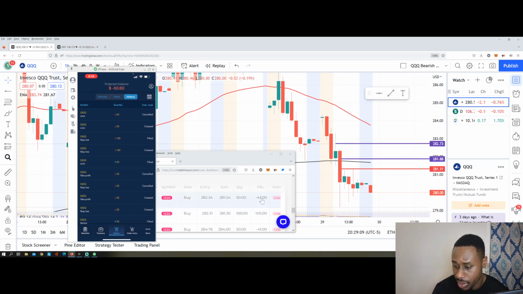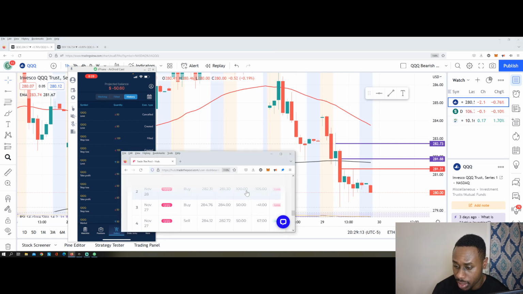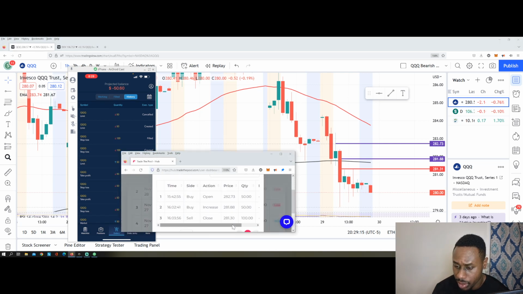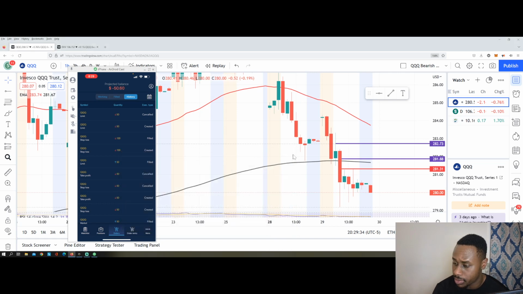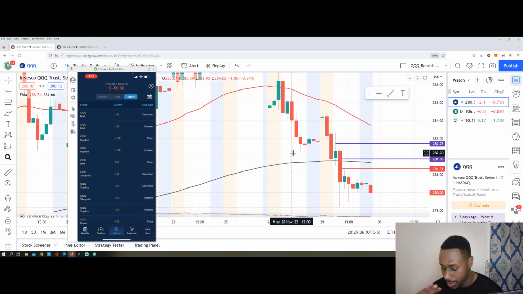I had one which is a $43 loss, and then I had the other 2, and let me show you the breakdown of the 2. So I had 50 shares here, 50 shares here, and then the total sell for the loss for both of them was 102, right? And that's basically it for today. Just the 3 trades today.